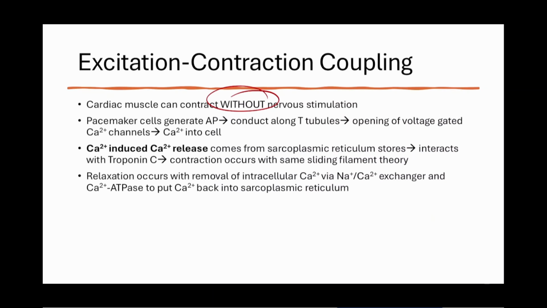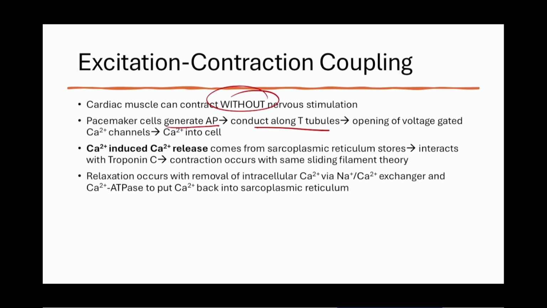So the pacemaker cells generate the action potential. This action potential is conducted along those T-tubules, and that is where our first calcium channels are located, inside these T-tubules, and they dump calcium into the cell. Everyone's good here? This is kind of like where we were with our nerve cells. At this point, we would talk about exocytosis with neurotransmitter release. But now we're talking about cardiac cells.